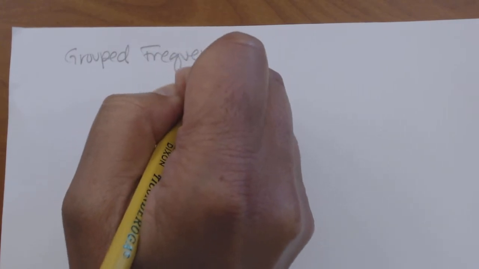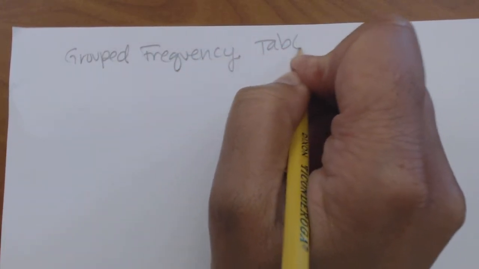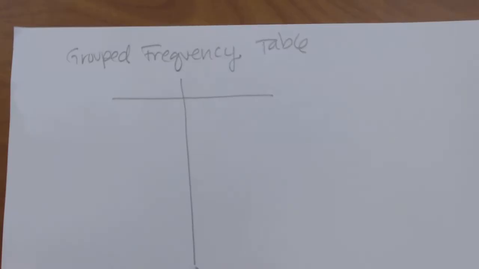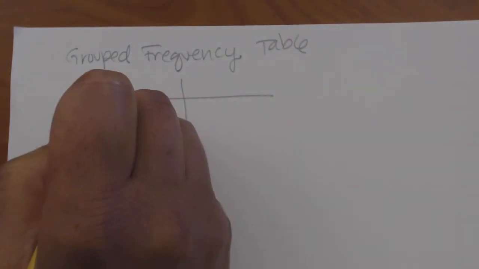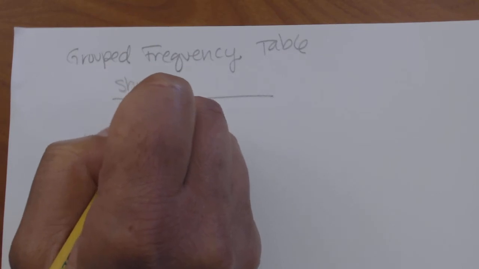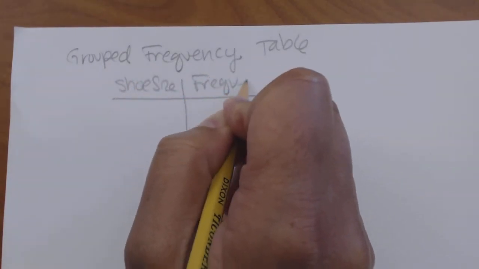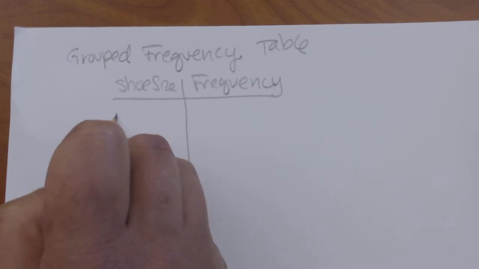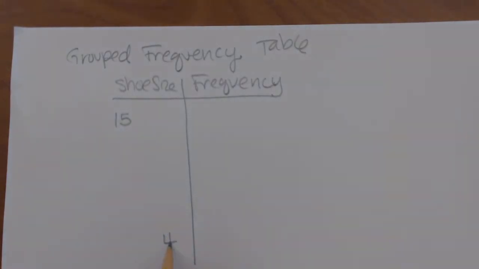So what we need to do is make groups of equal sizes. So I'm going to start on a fresh piece of paper, and I'm going to start our grouped frequency table. And just a simple table. We're going to have shoe size and frequency. And we know we're going to be starting with 15 and ending with 44 because that's what's there. And we really have to go through how many numbers are there between 15 and 44, and then we have to do groups.